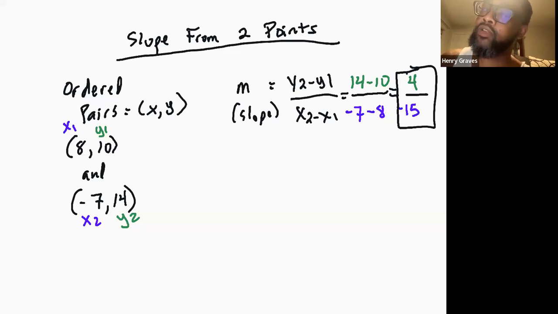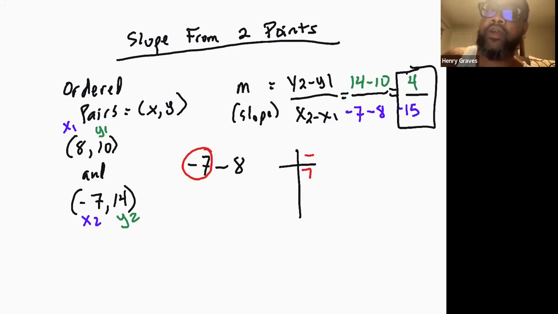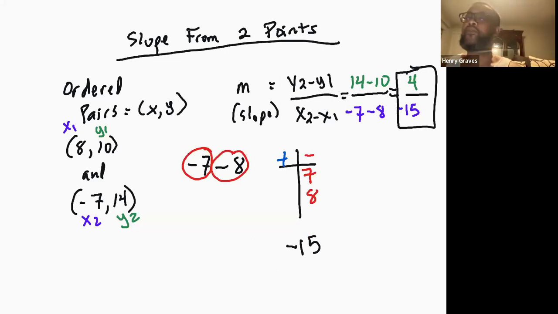I can draw my little scoreboard signs of positives and negatives. Looks like I scored a -7, and then I scored a -8. But I obviously have not scored a single positive answer at all, right? So my answer is going to be negative, and the negatives are winning by a total of 15. That's where I got the 15 from. So my slope from those two points is -4/15.